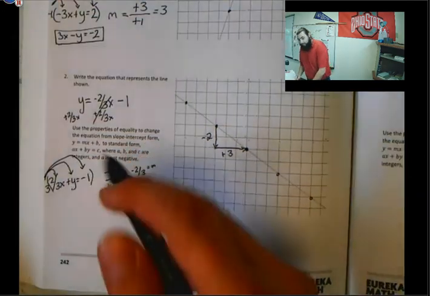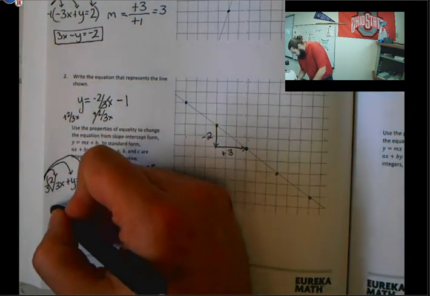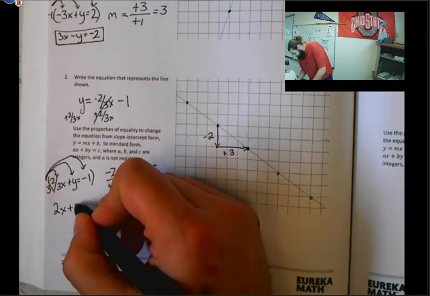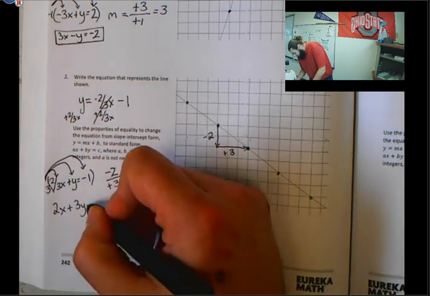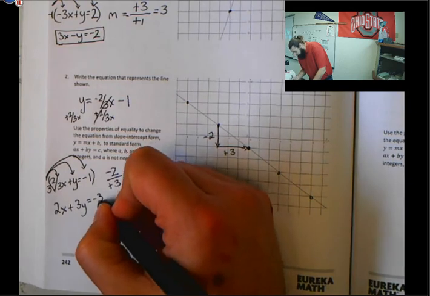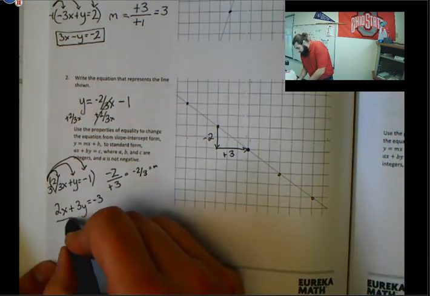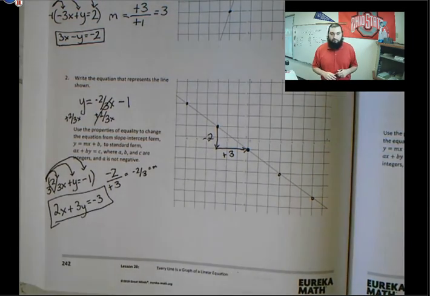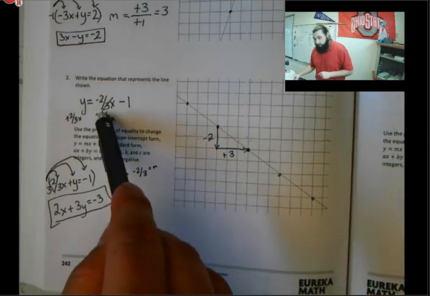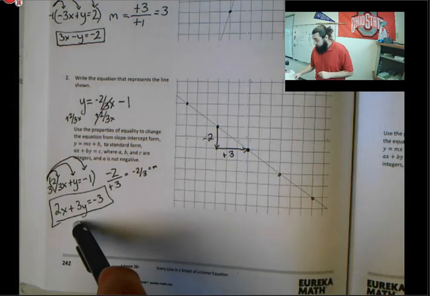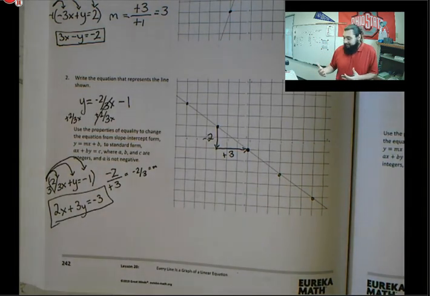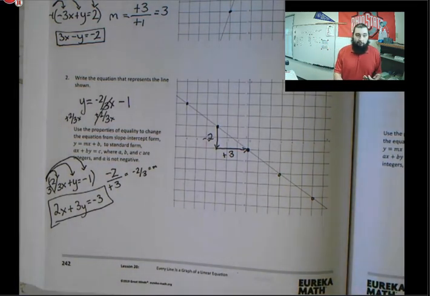So 2/3 times 3 is 2x. 3 times y is 3y. 3 times -1 is -3. So in standard form, this is what your equation looks like. This is our process. This is what we have to do. We have to be able to go from this to this to this, and then from this to this to this back again. This is our task. This is what is required for us at the 8th grade.